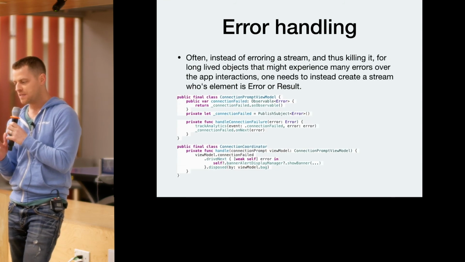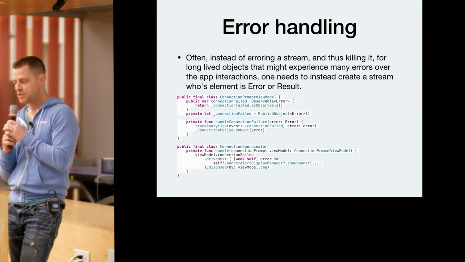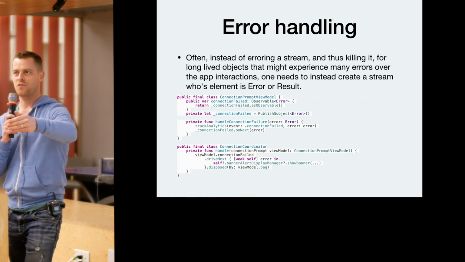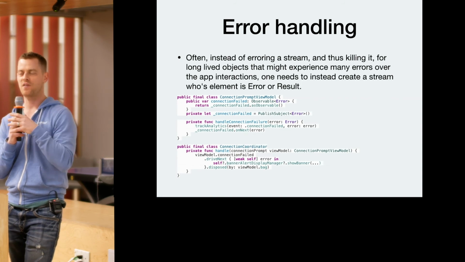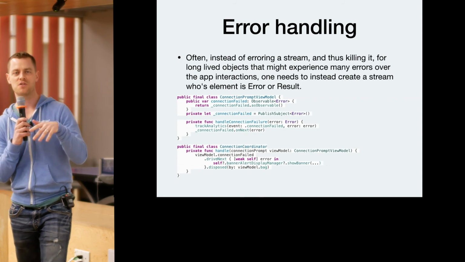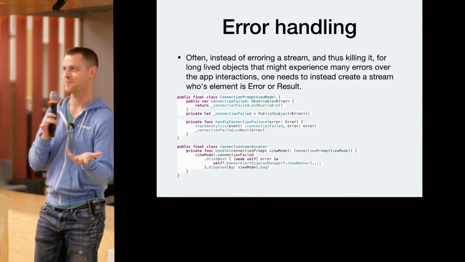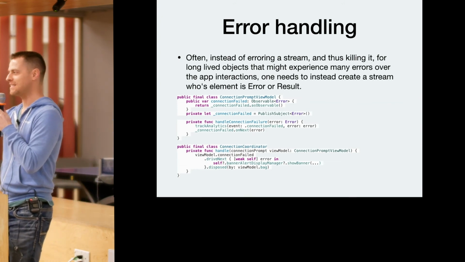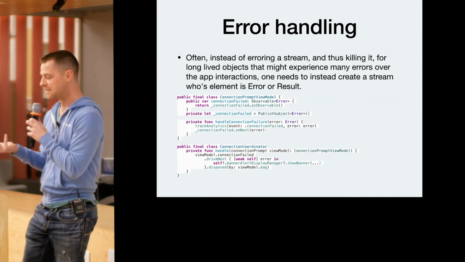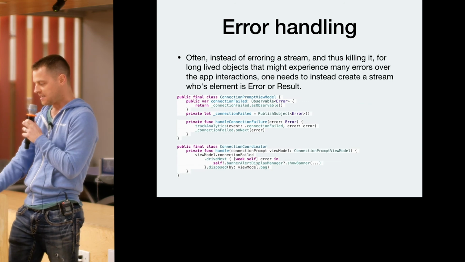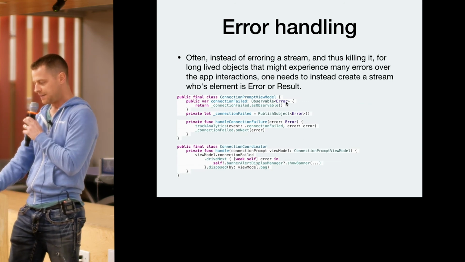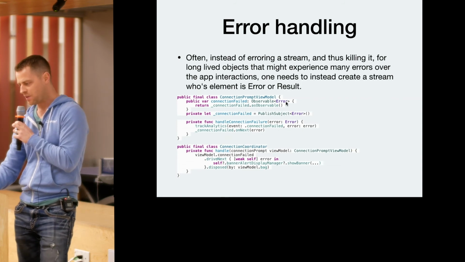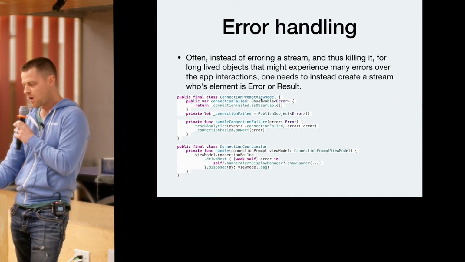Okay, so often you actually need a stream of error objects. If you error a stream, it kills it, it's dead, it's done. So what happens if I've got a login form where you could type in your password wrong several times, and I'm trying to listen to that to do some processing? So I need an actual observable where the data is the error. So here's an example. I've got a view model.